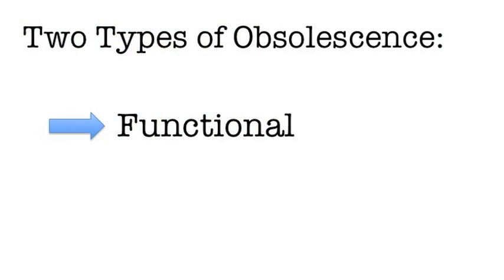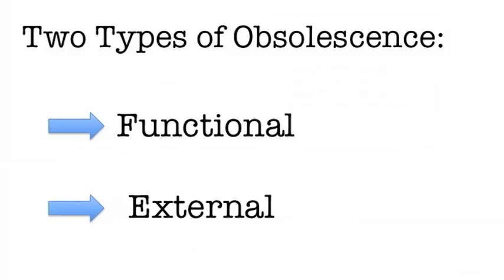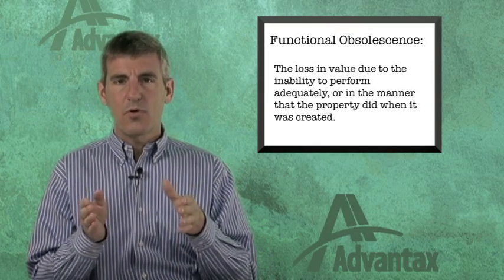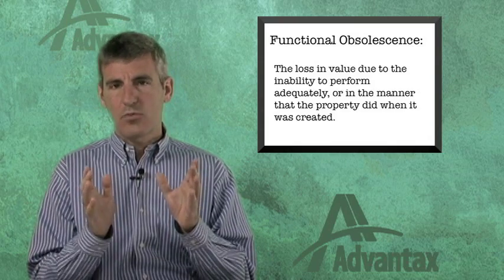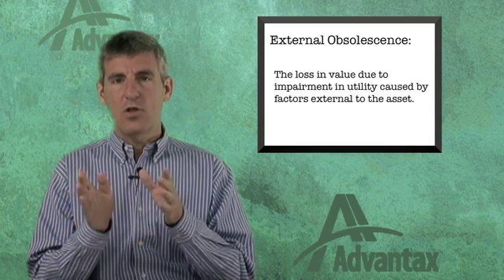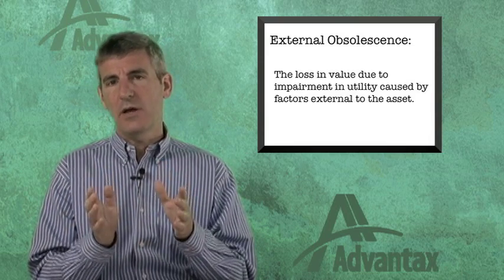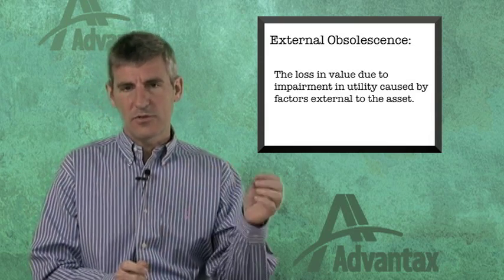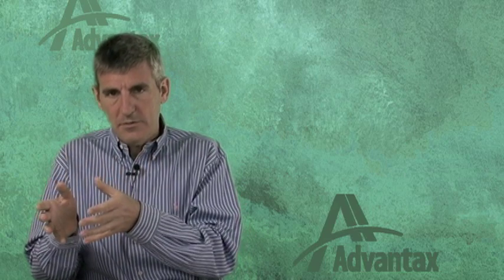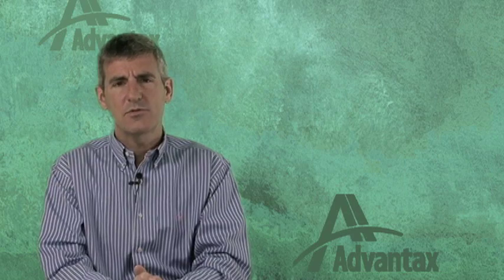There are two types of obsolescence, functional and external. Functional obsolescence is the loss in value due to the inability to perform adequately or in the manner that the property did when it was first created. External obsolescence is the loss in value due to impairment by utility caused by factors external to the asset. So an easy way to look at this is functional obsolescence is caused by internal forces, external obsolescence is caused by external forces. Let me give you some examples of functional obsolescence in the real world.